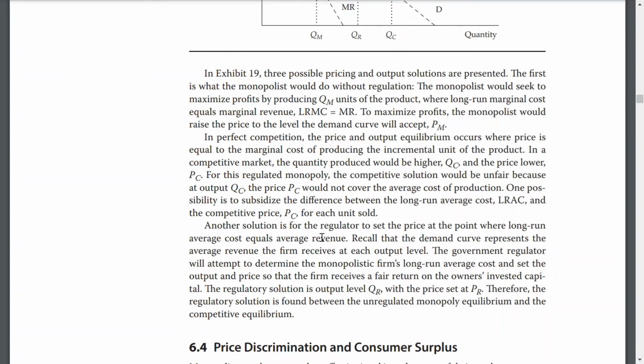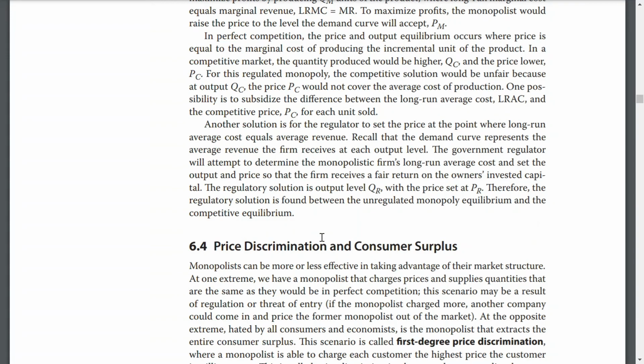Another solution is for the regulator to set the price where long-run average cost equals average revenue. Recall that the demand curve represents the average revenue the firm receives at each output level. The government regulator will attempt to determine the monopolistic firm's long-run average cost and set the output and price so that the firm receives a fair return on the owner's invested capital.